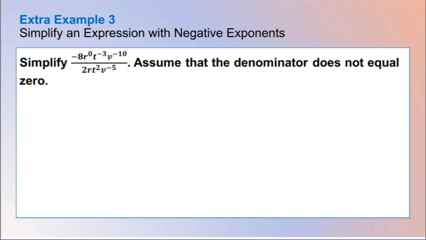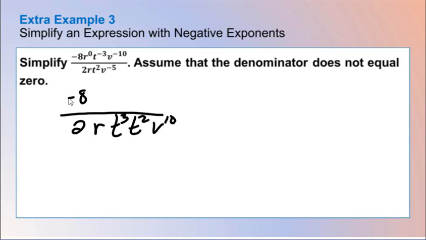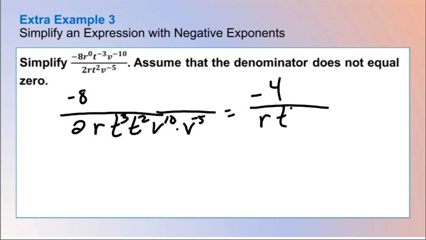Next, simplify this one. Remember, anything to the 0 power is just 1, so I have -8 divided by 2. And then I have an r here. T to the -3rd needs to go on the bottom, positive, and then I have t squared there. V to the -10th, put that on the bottom, and then I have v to the -5th already there on the bottom. Now if I simplify this, that gives me a -4 on top. I have r, t to the 5th, v to the 5th. All of that would be in the denominator.